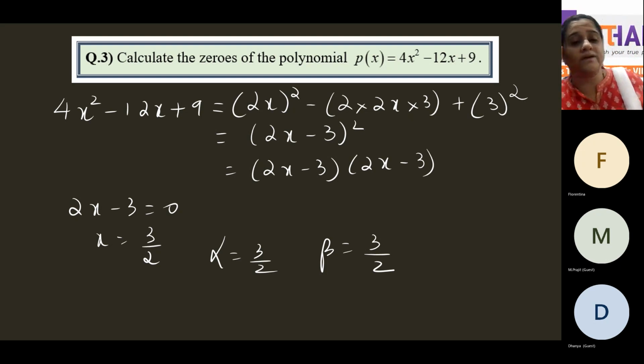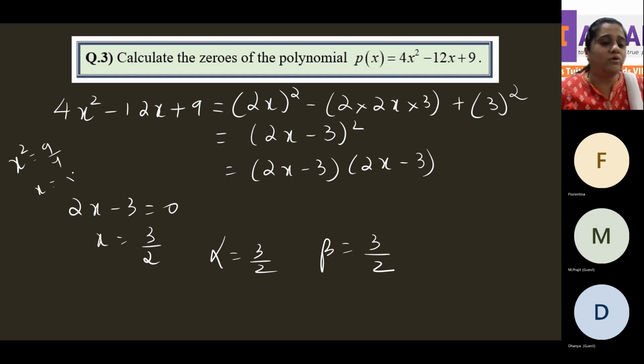No, that is when you get x square is equal to 9/4. Supposing you get x square is equal to 9/4, then you will get x is equal to square root of 9/4, which is plus 3/2 and minus 3/2.